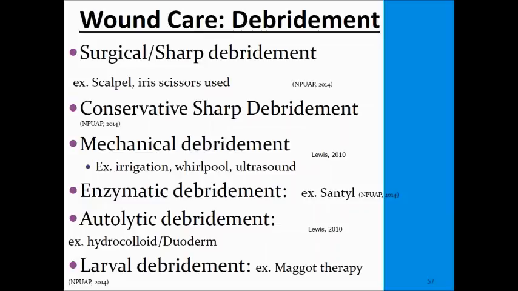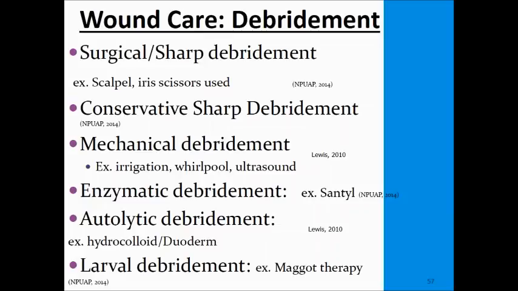Mechanical debridement has been done for decades. This allows a dressing to physically be removed in order to remove devitalized tissue, or it's hydrotherapy, which is also mechanical debridement. This is wound irrigation, whirlpool, or ultrasound therapy. Enzymatic debridement is an application of a proteolytic enzyme to a wound to accelerate controlled digestion and removal of necrotic tissue. For example, Santyl has the enzyme called collagenase that can digest the collagen in necrotic tissue. It's a selective enzyme, so it won't harm good tissue.